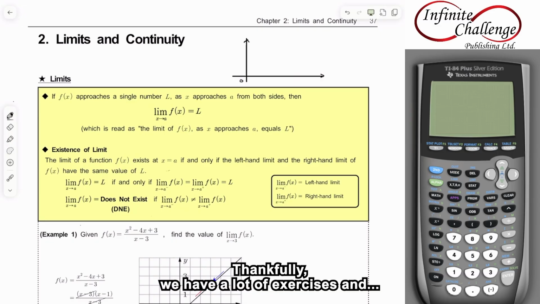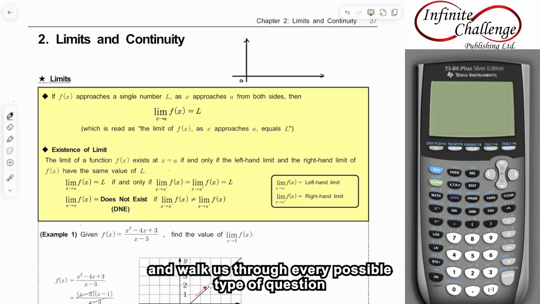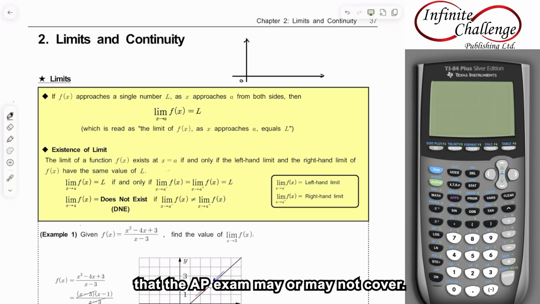Thankfully, we have a lot of exercises as well as the same aforementioned examples that will hold our hand and walk us through every possible type of question that the AP exam may cover.